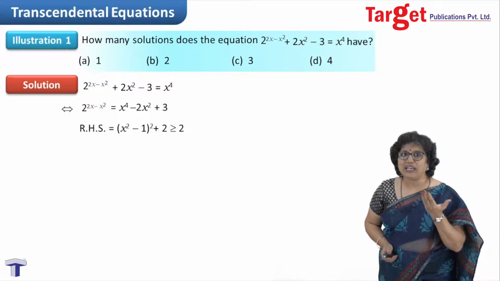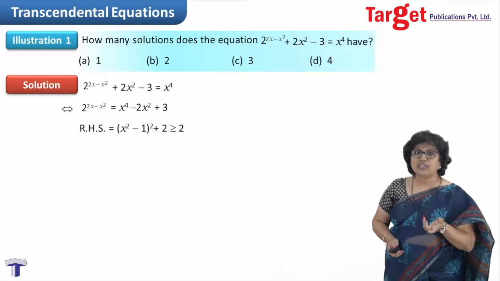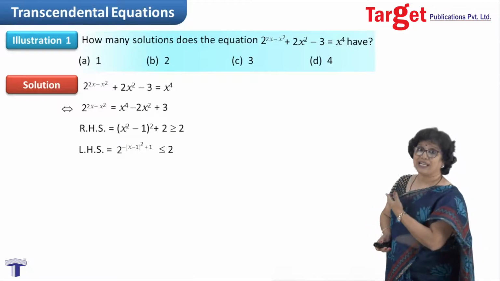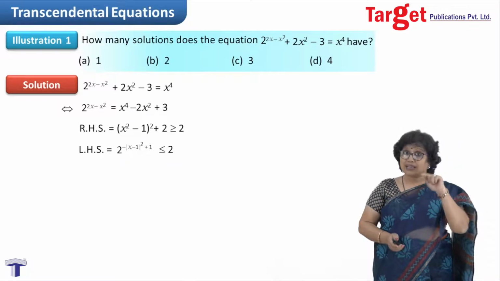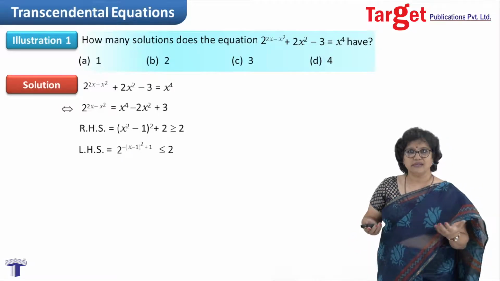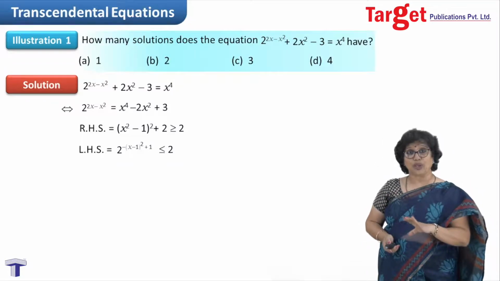Now let me check what happens to the left hand side. The left hand side is 2 raised to minus x minus 1 whole square plus 1, and that tells me it is less than or equal to 2. Now what can be better than this? The right hand side is greater than or equal to 2, and the left hand side is less than or equal to 2.